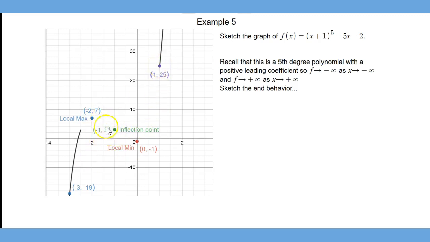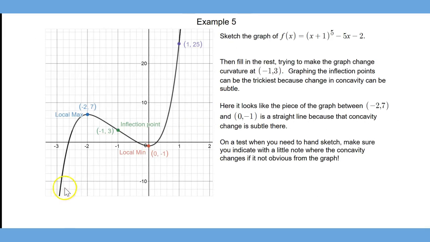And I'm going to try to make it change concavity at this inflection point. And instead of my horrific drawing, I let Desmos fill it in. So notice that at this inflection point, the change in concavity looks very subtle here. So that's why I'm saying that doing it by hand, if it's subtle, it can be pretty tricky. So you want to mark it, inflection point.